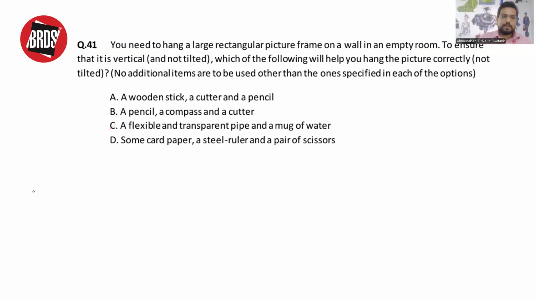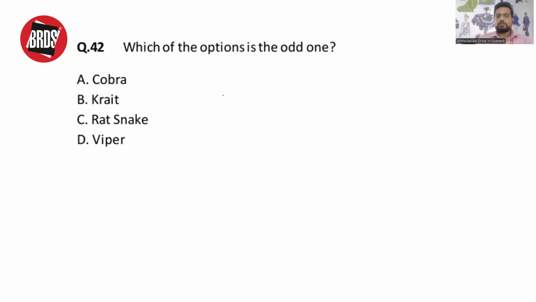Okay. Moving ahead to the next one, which of the options is the odd one? Again, a question based a bit on general awareness, where the correct answer is rat snake, because that is the only non-venomous snake in all these different categories given to us over here. So it is based a bit on general awareness. Rat snake, which is also known as the farmer's friend.